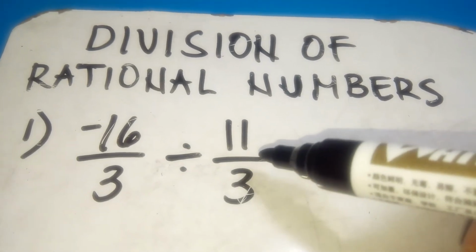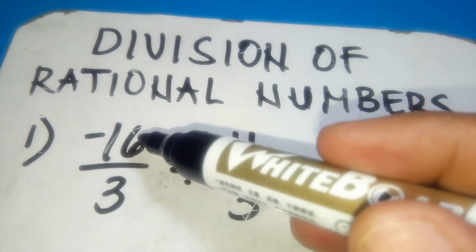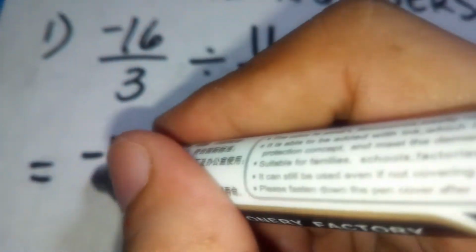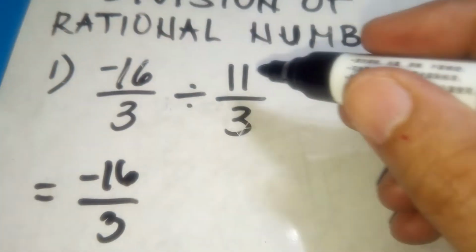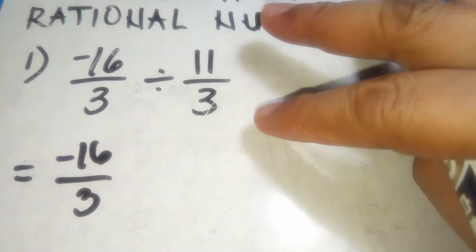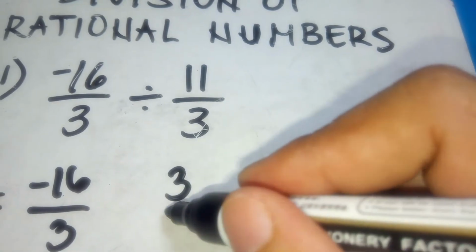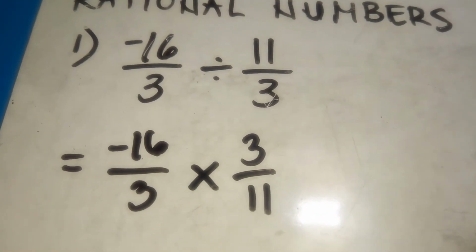Just copy the dividend, so negative 16 over 3. Then the reciprocal or the multiplicative inverse of 11 over 3, so that means you have to invert, and this will become 3 over 11, and proceed as in multiplication of fractions.